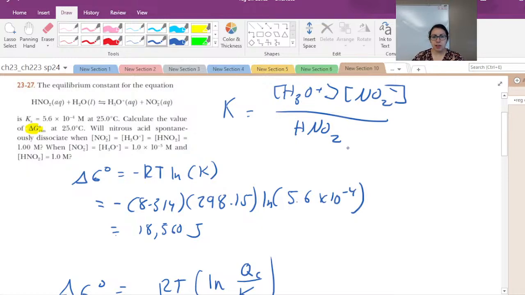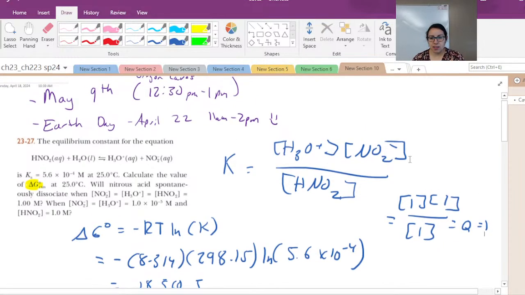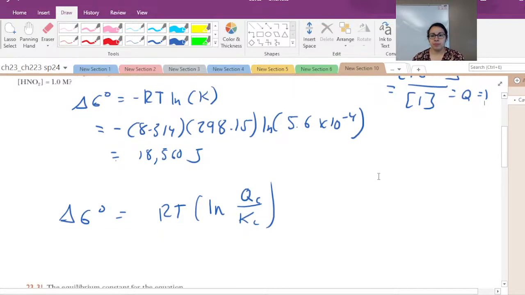So then we just need to plug in our molarity values. And so I had skipped ahead mentally. And so we can plug them in. So if they're all equal to each other and they're all 1 molar, right, we just have 1 times 1 over 1. So now our Q is 1 in this case. And so now we can plug in RT ln, so 1 over our equilibrium constant.